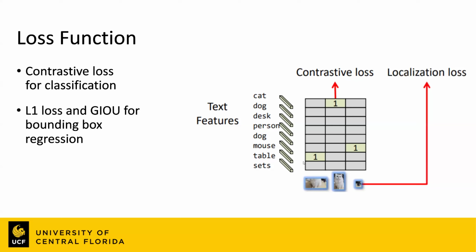The next loss is the localization loss, which they use similar to DETR. Here they use the L1 loss and GIoU loss for bounding box localization.